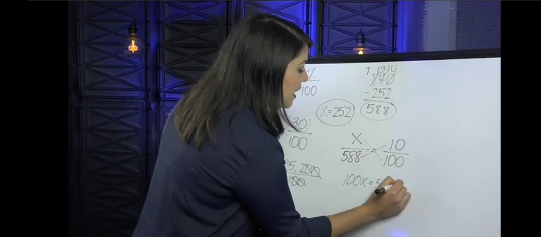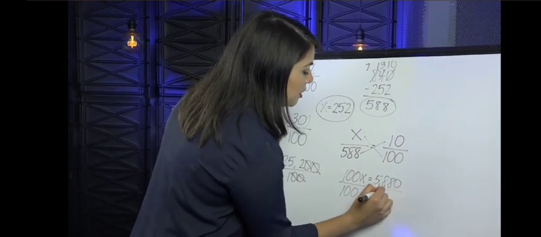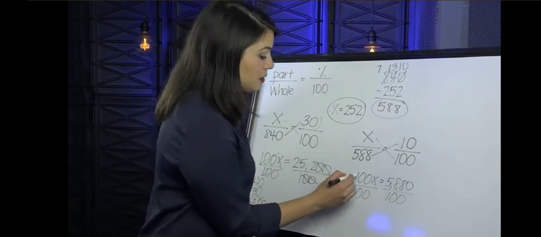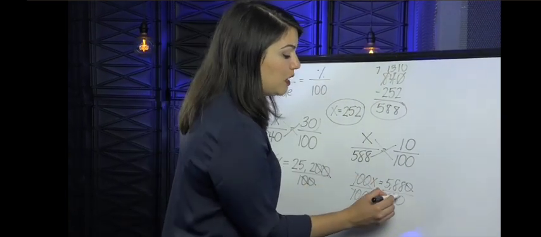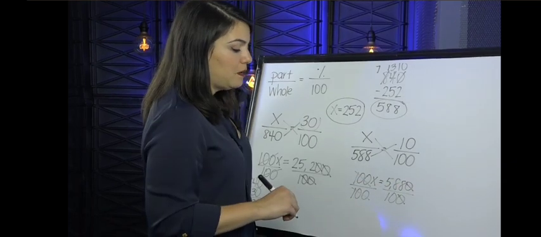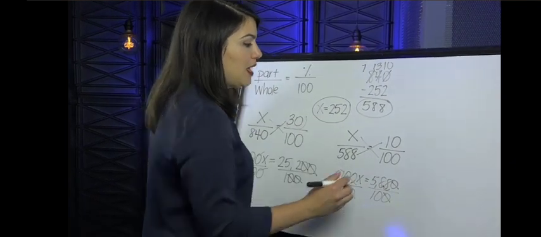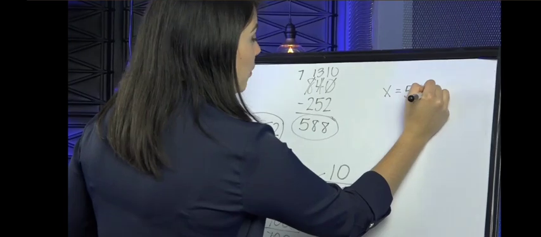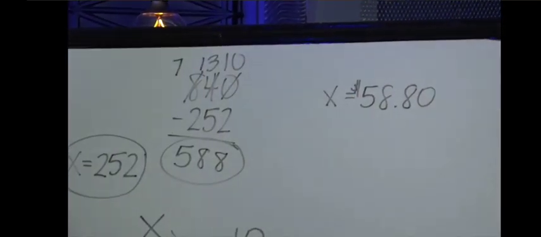588 times 10 is 5,880. And we're going to go ahead and divide by 100. Remember, we do this because we want to isolate the x. So we're dividing there. Here, we can only eliminate one zero because only one zero is the same on the top and the bottom. So we're left with 588 divided by 10. We can go ahead and move over the decimal point, and we know that x equals $58.8, or $58.80.